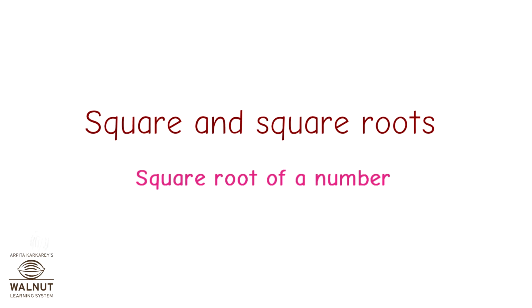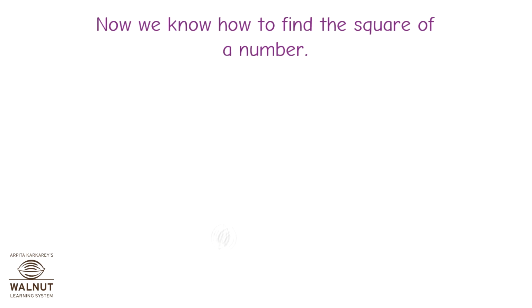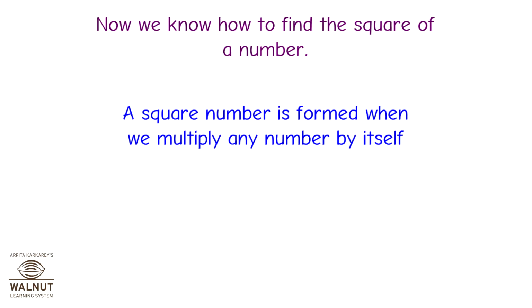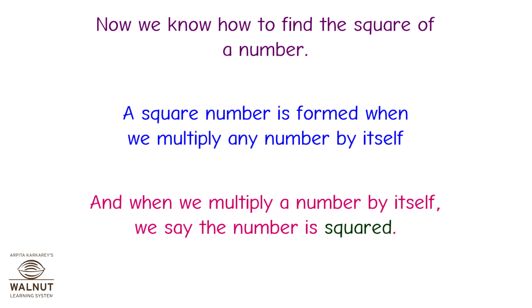Squares and square roots, square root of a number. Now, we know how to find the square of a number. A square number is formed when we multiply any number by itself. And when we multiply a number by itself, we say the number is squared.